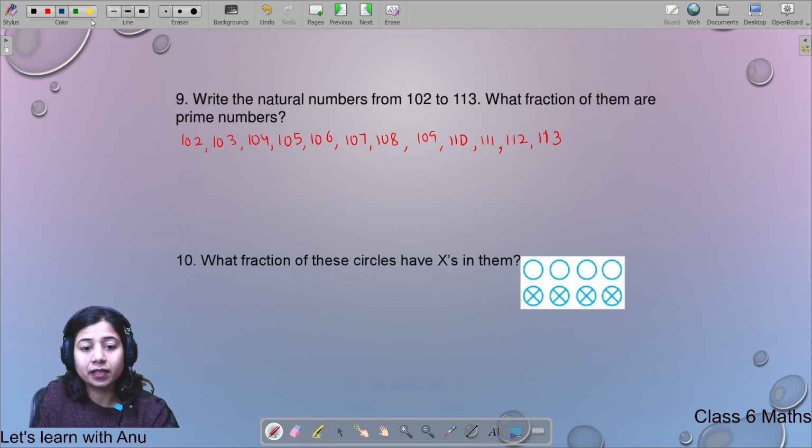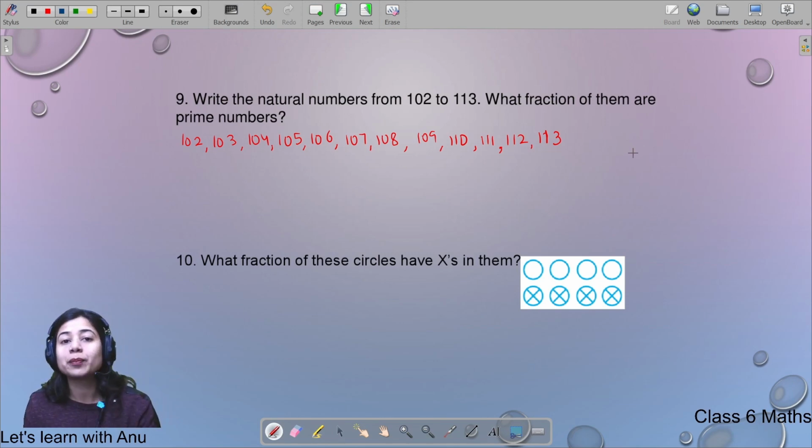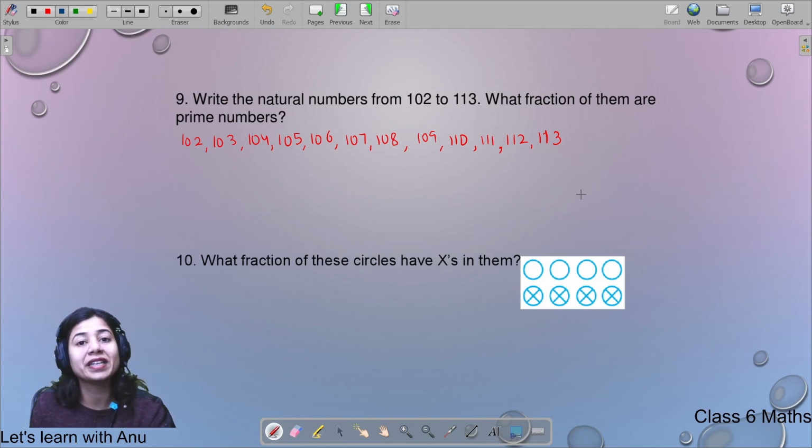So they are asking what fraction of them are prime numbers. So we need to check how many are prime here, right? So let's do that. Prime numbers, right, have only two factors. Let's see this. All the even numbers are never prime, so I'm going to cut those. These are all even numbers, so they are never going to be prime, class. So let's check the remaining ones, right? I'll encircle the prime numbers.